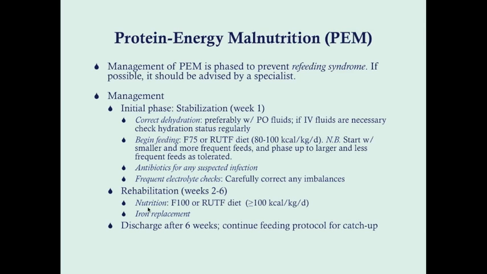After the first week, you move into rehabilitation. You can increase the number of calories, and what we're doing is increasing the number of calories to bring the patient back up to a normal weight. For this, you can use F100 or the RUTF, and you'll be at 100 or possibly more kilocalories per kilogram per day. And then at this point, you can start iron replacement if you need to. But a lot of times, there is iron in these refeeding products, so the anemia may remit from that. But if it doesn't, you can do iron replacement at that point. You'll discharge the patient after 6 weeks, recheck them, and continue the feeding protocol until they catch up and grow.